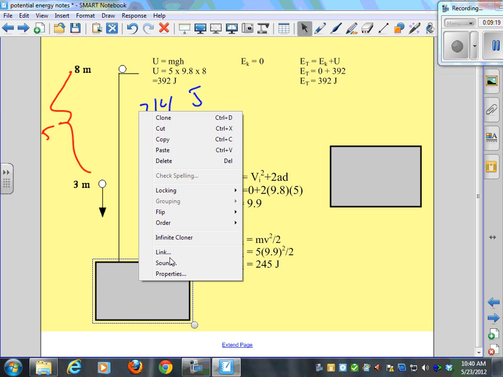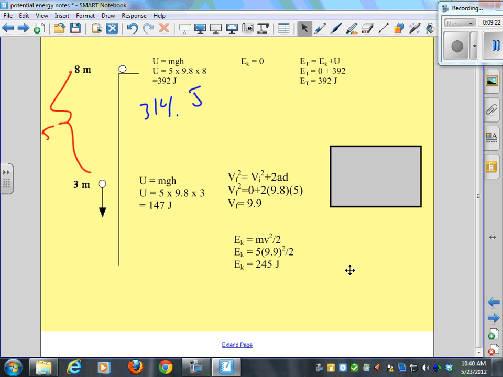What kind of kinetic energy is that? Using our new friend from yesterday, EK equals mv squared over 2. That's the kinetic energy. 5 times 9.9 squared divided by 2 gives me 245 joules of kinetic energy.